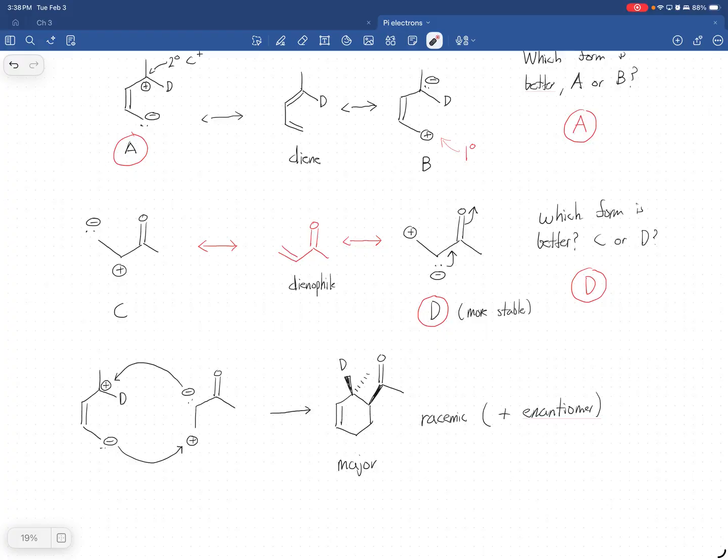Okay, so we're going to do a few more examples here for Diels-Alder, just to wrap up our discussion there, and then we will touch upon some other stuff as well.